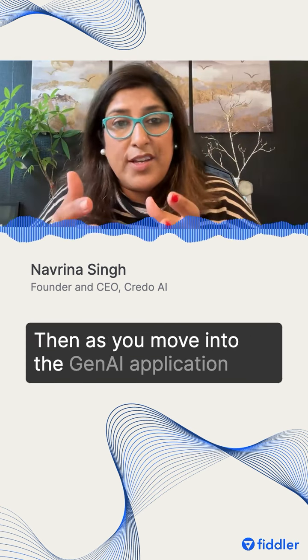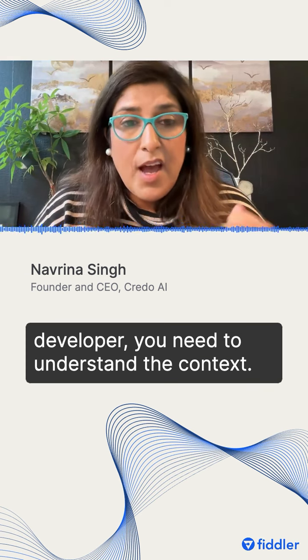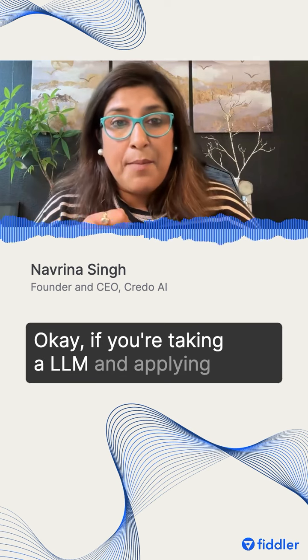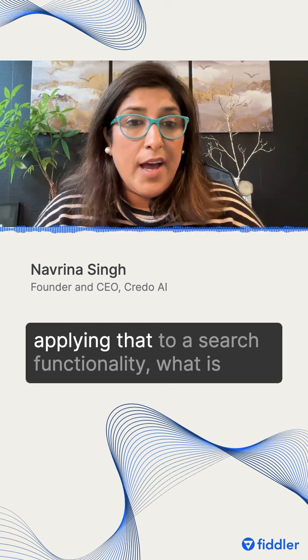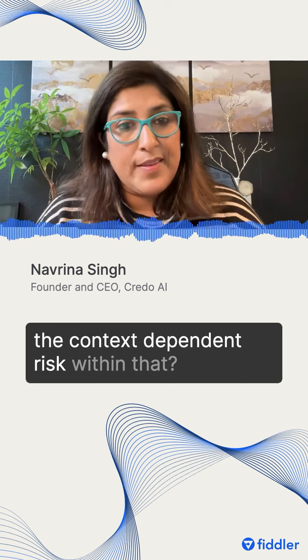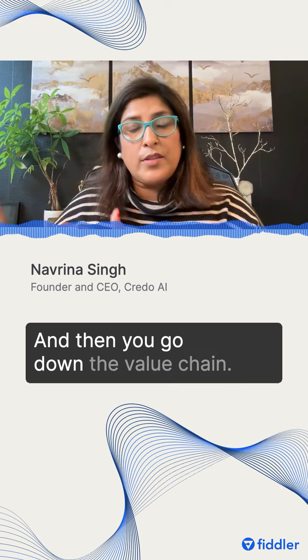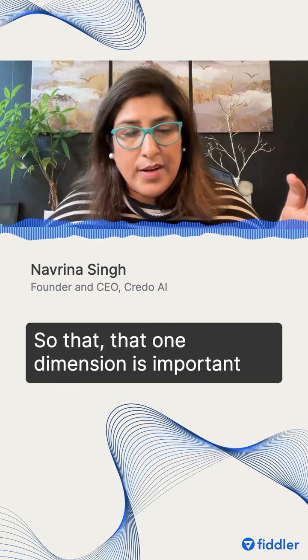Then, as you move into the Gen AI application developer, you need to understand the context. Okay, if you're taking a LLM and applying that to a customer support versus if you're applying that to a search functionality, what is the context dependent risk within that? And then you go down the value chain. So that one dimension is important to understand.